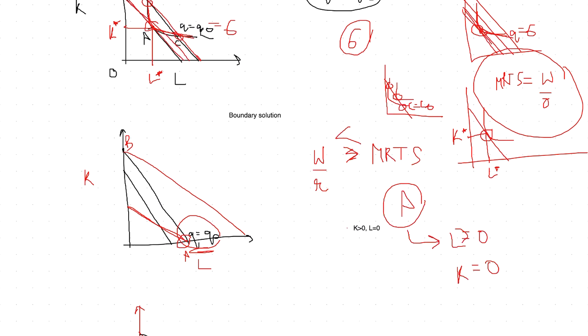In this case, if you see your isocost line, which is the red line, it is flatter than the isoquant line. So this is your black isoquant line. It is steeper as compared to your isocost line, which has a slope of W by R. In this case, it would be a boundary solution where K is equal to 0 and L is greater than 0. Now we move to the next extreme case.